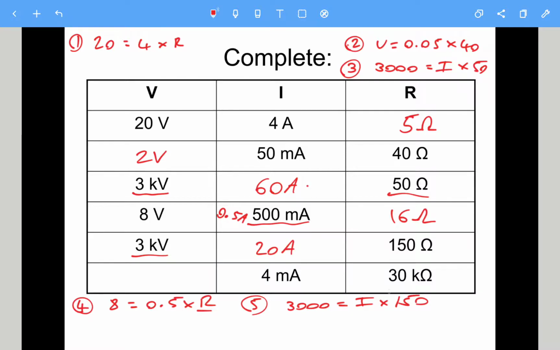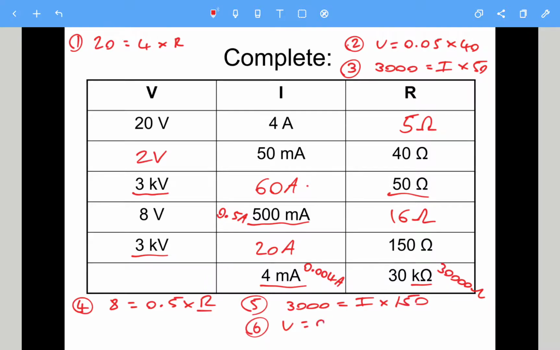And we have to be careful with this one. You might spot a quick way of doing it, but resistance is 30 kilo ohms, so that's 30,000 ohms. And the current is 4 milliamps, so we need to divide that 4 by 1,000. So this is 0.004 amps. And the resistance is 30,000 ohms. So for number 6, voltage is current times resistance.